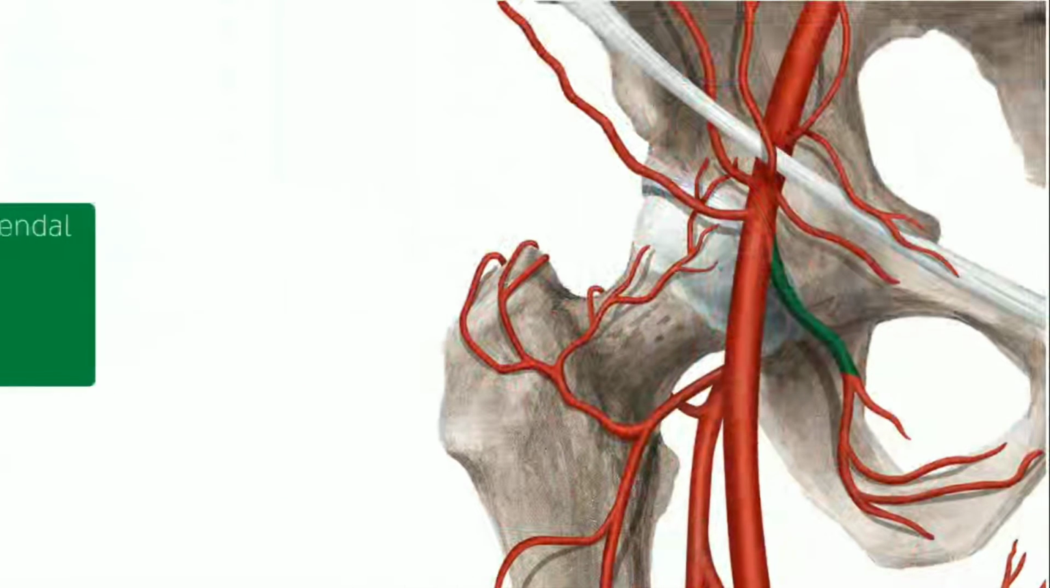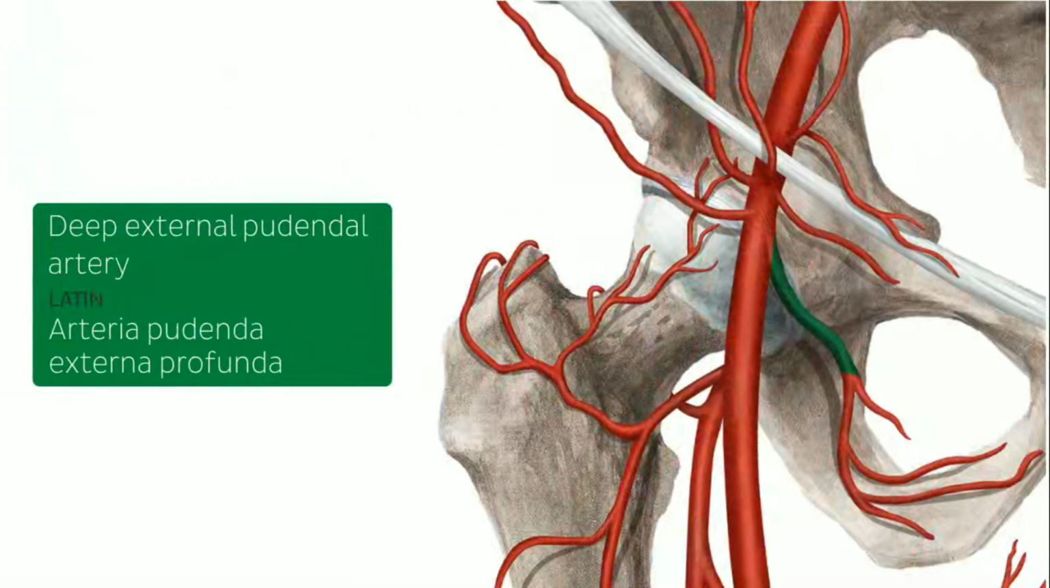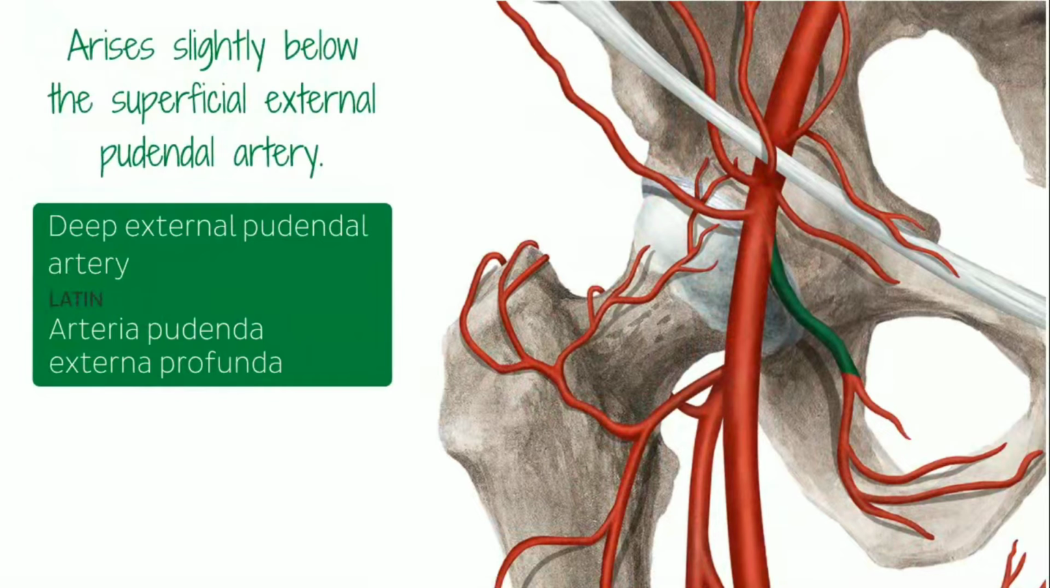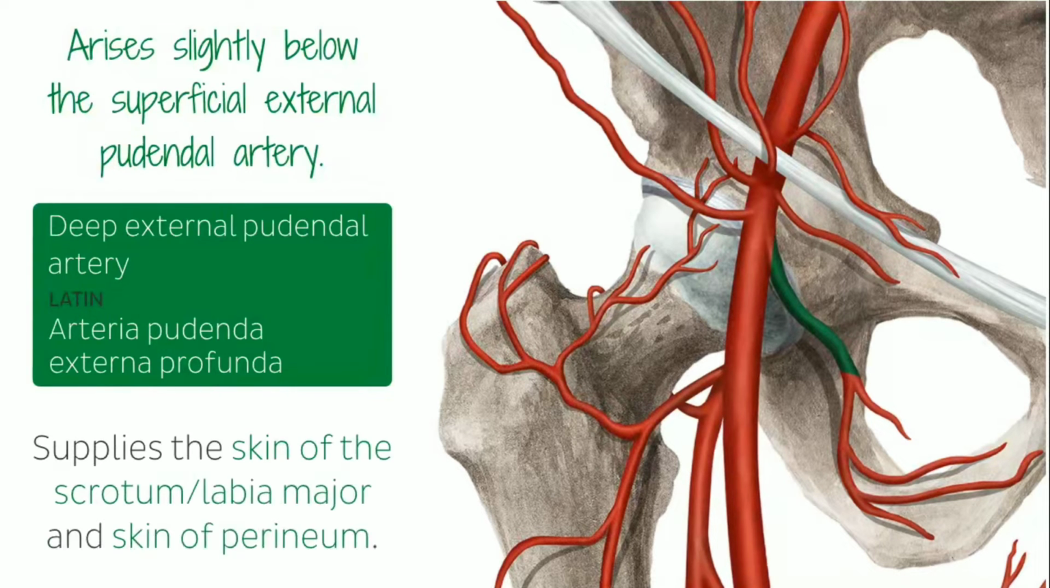Another branch the femoral artery gives off in the proximal thigh is the deep external pudendal artery. As you can see, this artery arises slightly below the superficial external pudendal artery. Like the name suggests, this artery is found more deep to the superficial external pudendal artery. This artery is covered by fascia lata and passes medially over the pectineus and adductor longus muscles. Following this, it pierces the fascia lata to supply the skin of the scrotum or labia majora, as well as the skin of the perineum.